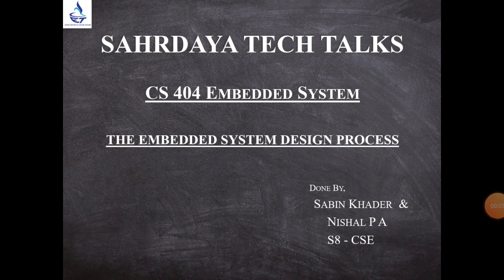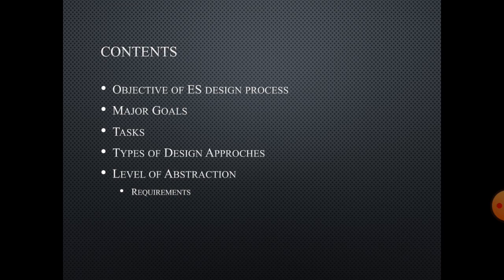Today in this video we are going to discuss the embedded system design process. The contents included are the objective of the embedded system design process, its major goals, tasks, types of design approaches, and the level of abstraction. In the level of abstraction we overview the different levels, but mainly in this video we summarize only the requirement level.